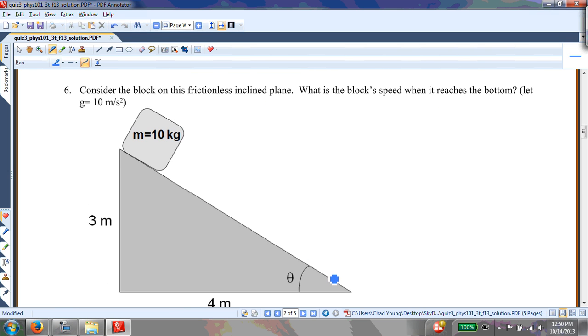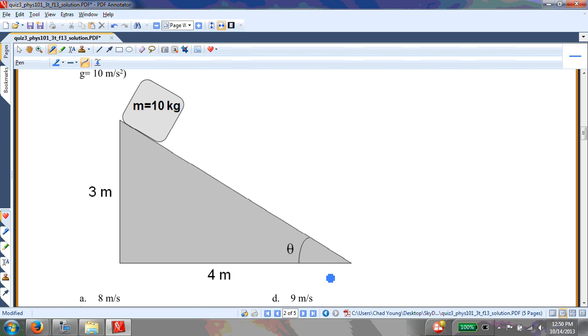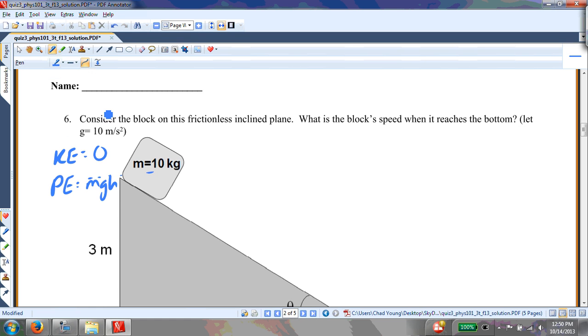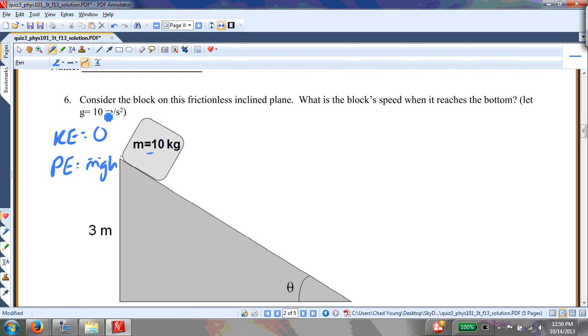Consider the block on this frictionless inclined plane. What is the block speed when it reaches the bottom? All right, well, this is a simple energy problem. I say up here, it has no kinetic energy, and its potential energy equals mgh. It doesn't say this, but I'll fix this, that it is at rest at the top of the inclined plane.